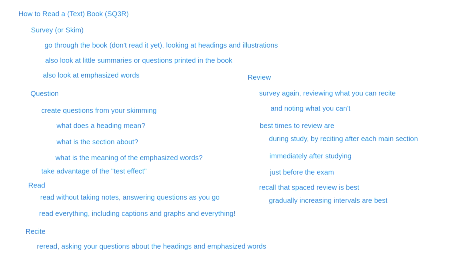Gradually increasing intervals are best. So once immediately after, and once, say, a week later, and then maybe 2 weeks later, then a month later, and then right before the exam. About how long a semester lasts, right? 16 weeks. So if you spread it out, 1 week, 2 weeks, 4 weeks, 8 weeks, that's probably just before the midterm, and then again just before the final exam.